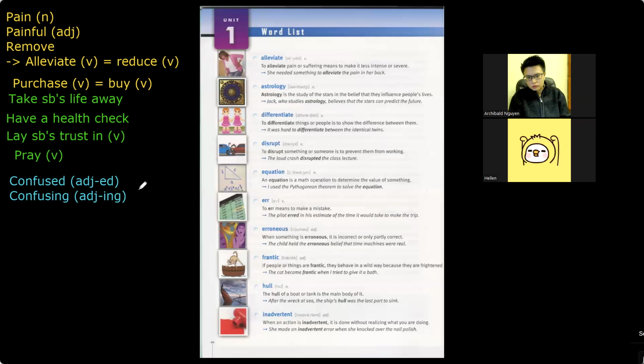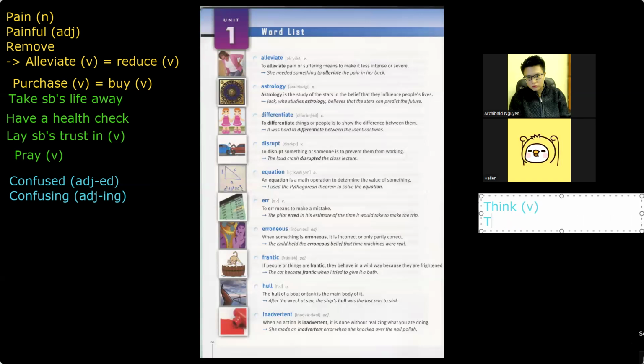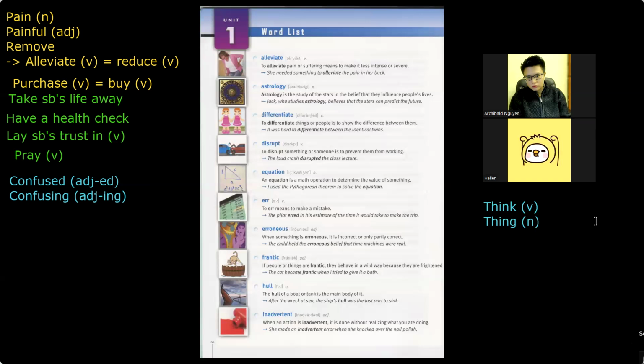I think astrology... Yeah, please be careful with the word "thing". We have two words in English, "thing" and "think". So "thing" or "think", please be careful. So what do you think about astrology? Is astrology useful? Is astrology okay?